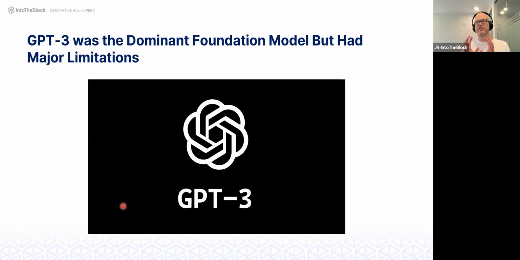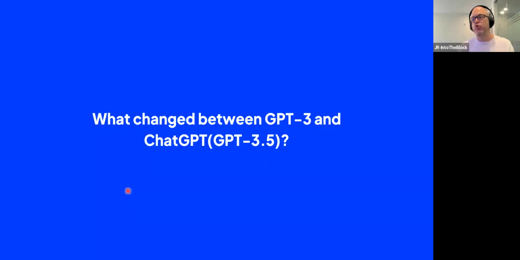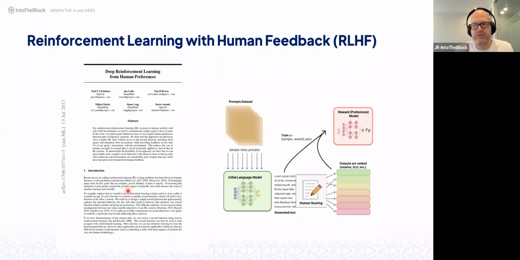So at some point, GPT-3 was the dominant foundation model, but had some marked limitations. In particular, it was not very good at following instructions. So it could answer questions, but if you told it to generate an email with these characteristics, it just didn't know how to do it or how to do it at a large scale. So what changed between GPT-3 and GPT 3.5 that was really the foundation for ChatGPT? The answer goes back to 2017.